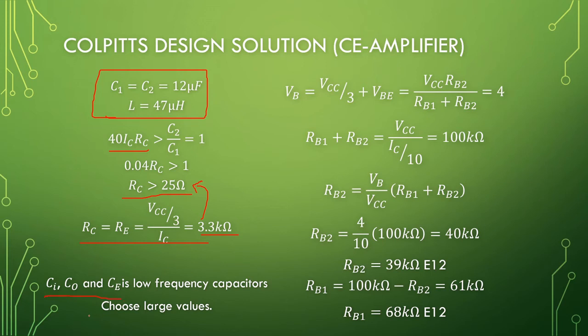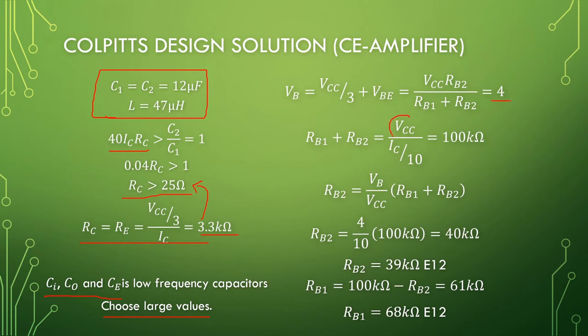Okay, then all the other capacitors in the circuit are low frequency capacitors. So choose fairly large values here so that you lower the low cutoff frequency of the amplifier. Okay, the biasing resistors. 3.3 kilo ohms will yield a 3.3 volt drop at the emitter, plus our VBE should be 4 volts.